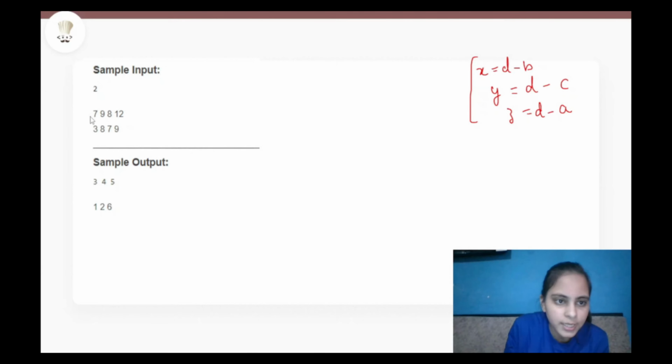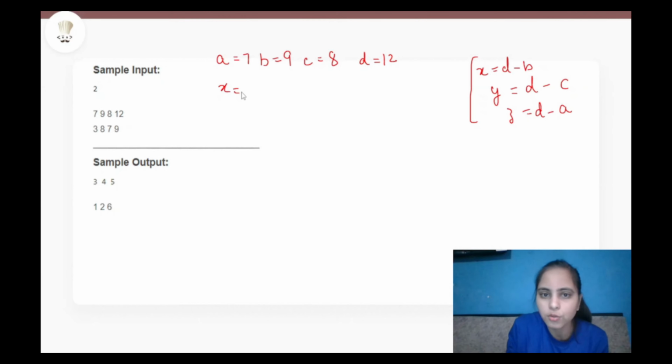So we have two test cases for the tests. For the first test case, we have a value as 7, b value as 9, c value as 8, and d value as 12. So when we apply these equations, x value is going to be d minus b, that is 12 minus 9, that is 3. Y value is going to be d minus c, that is 12 minus 8, that is 4. Z value is going to be 12 minus a, that is 12 minus 7 equal to 5.